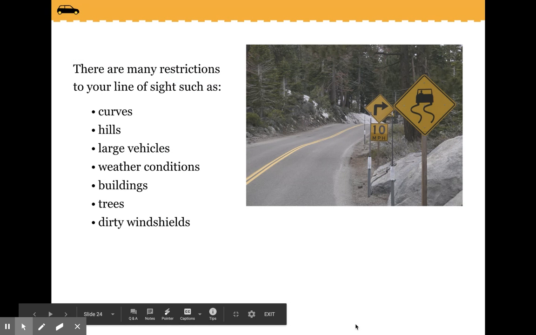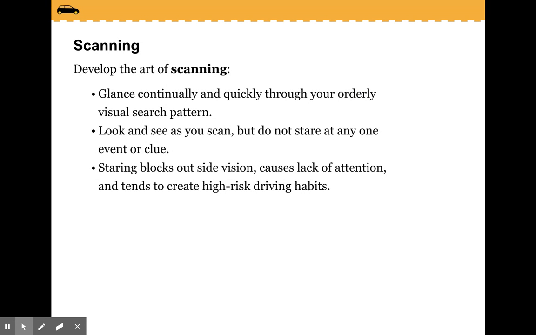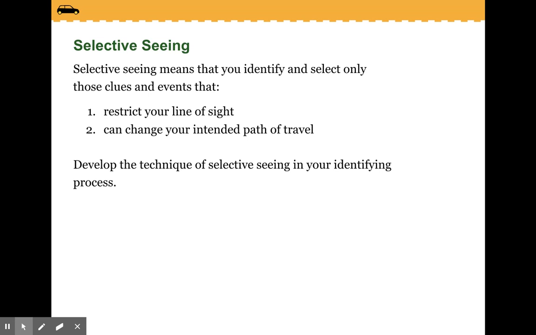There are many restrictions to your line of sight, such as curves, hills, large vehicles, weather conditions, buildings, trees, dirty windshields. You need to develop the art of scanning. Glance continually and quickly through your orderly visual search pattern. Look and see as you scan, but do not stare at one event or clue. Staring blocks out side vision, causes lack of attention, and tends to create high-risk driving habits.